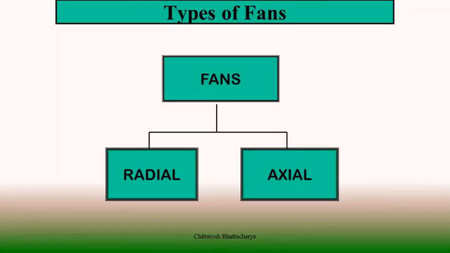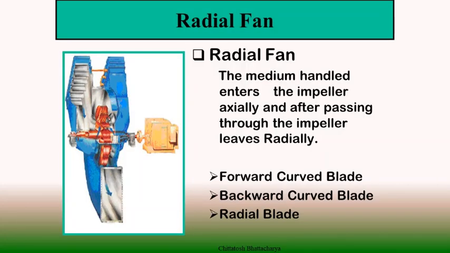We can classify the fans according to direction of flow into two categories. One is called radial, another is called axial. In a radial fan, suction is axial and discharge is radial. That's why it is called a radial fan. And in case of an axial fan, suction is along the axis and discharge is also along the axis. That's why it is called an axial fan. So, as shown in this slide, in a radial fan the medium enters the impeller axially and passes through the impeller radially. That's why it is called a radial fan.